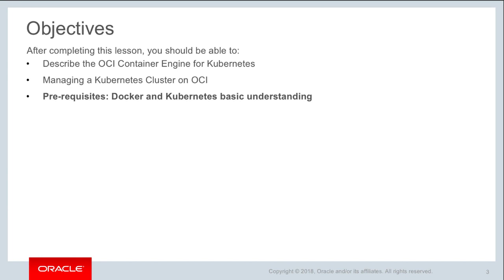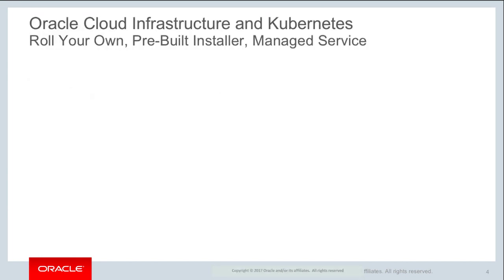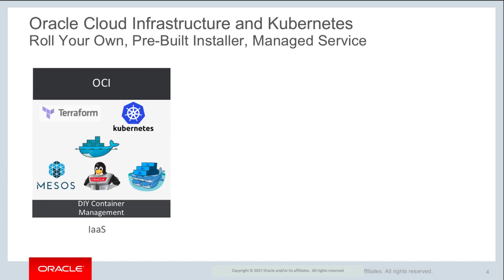All right, so moving forward, what are some of the ways that you can launch a Kubernetes cluster on OCI? So the first is kind of a DIY model where, just like any other cloud provider, from a core IaaS perspective, you have the core infrastructure components of Oracle Cloud Infrastructure, and you can utilize those components to set up your own Kubernetes cluster.